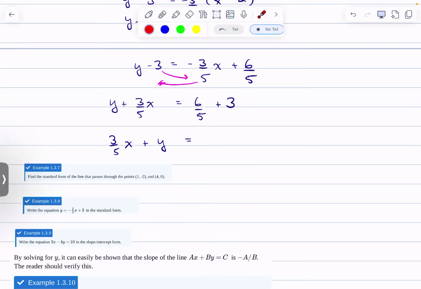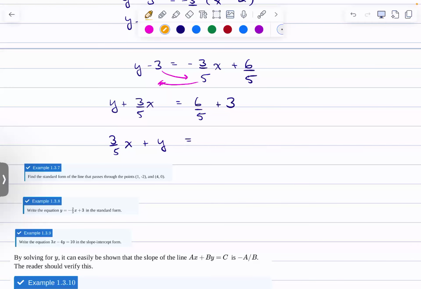6/5 plus 3. If you've got a kind calculator like mine, I can do 6/5 and then plus 3. And it tells me it's 21/5. I know, cheating, right? But if you don't have a nice calculator like that, an engineering calculator, I think the easiest way to combine these, right, is to get them over a common denominator.